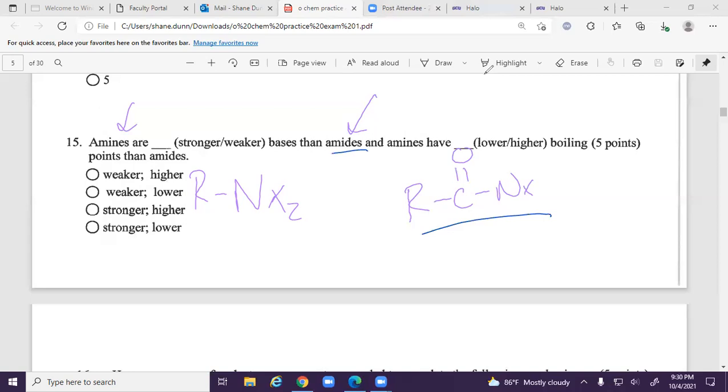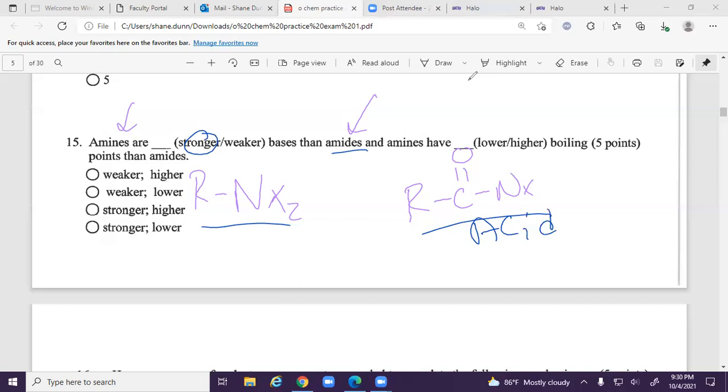The amide is more acidic because it has a double bond, it has resonance. Resonance makes you more acidic. So this guy is more acidic, which makes the amine the stronger base, because it's less acidic, because it doesn't have a resonance structure. Does that make sense? Just because something has a resonance structure doesn't make it an acid immediately. You have to see what you're comparing it to. It's a weaker base, yes.